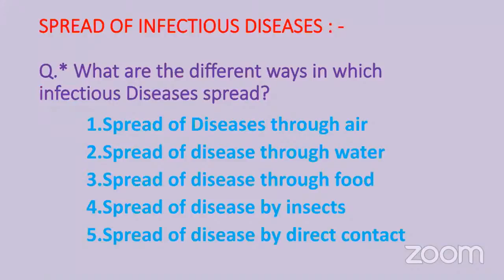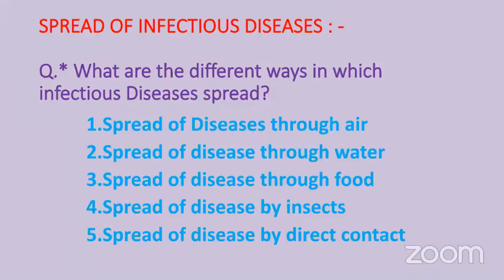Now, how many ways do these infectious diseases spread? That we will see. What are the different ways in which infectious diseases spread? There are a total of 5 ways. Please, can anyone read for me? First, spread of diseases through air. Second, spread of diseases through water. Third, spread of disease through food. Very good. Fourth is spread of diseases by insects. Fifth, spread of diseases by direct contact.